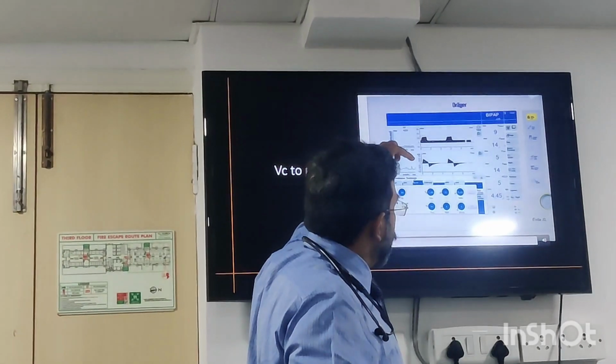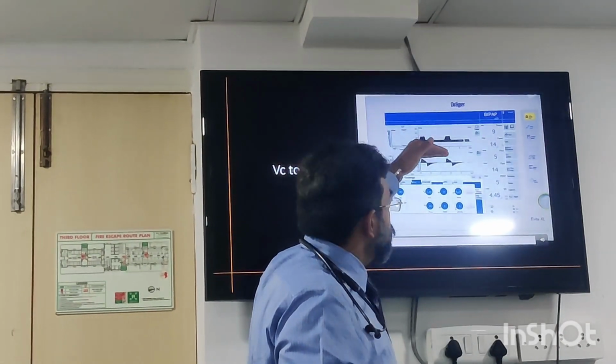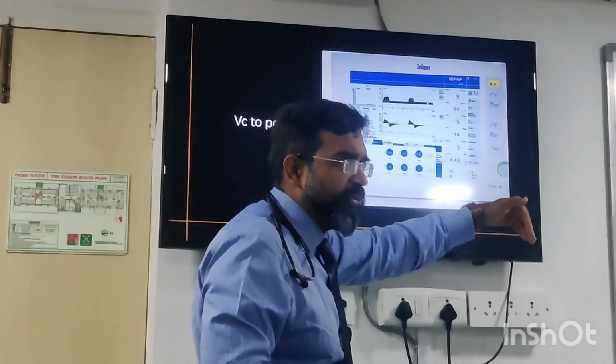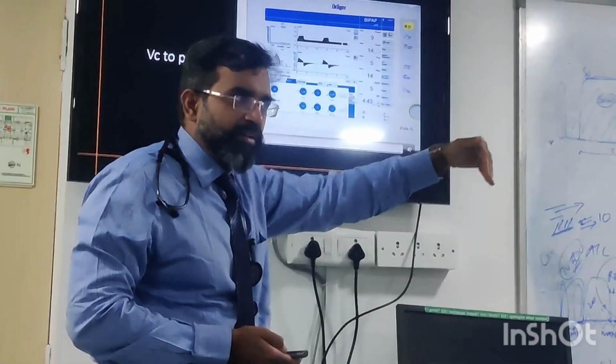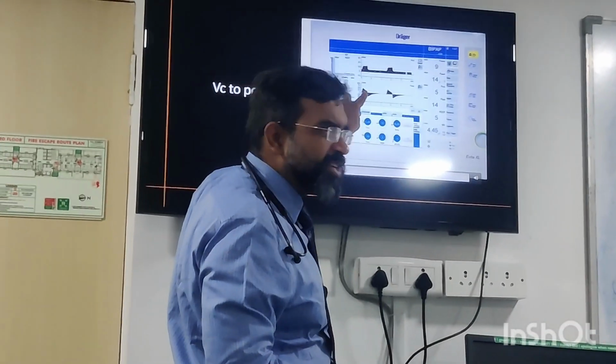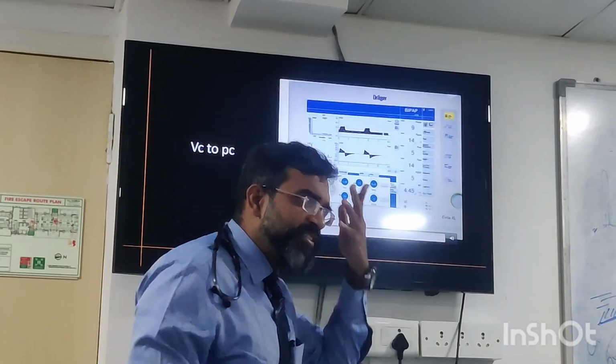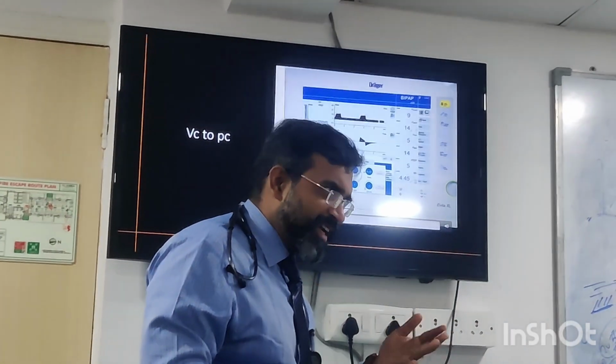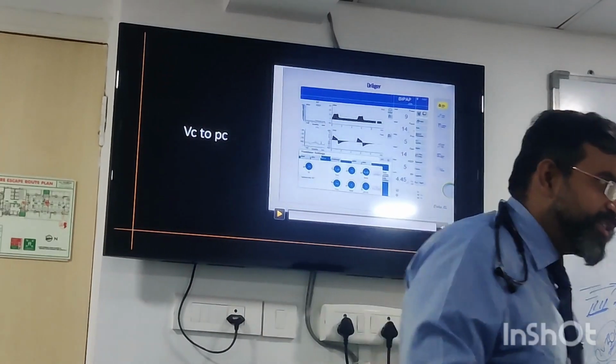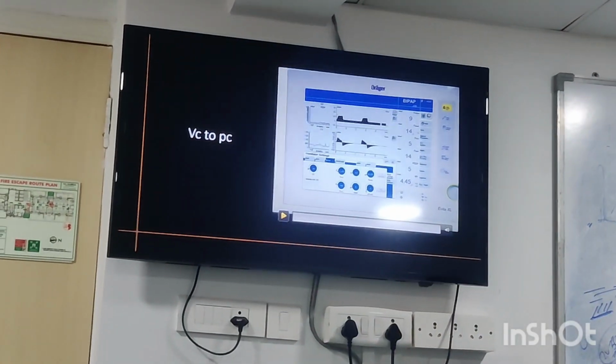Okay. And even the flow waveform characteristic has changed. It was constant flow. It has become a decelerating flow waveform. Clear? And it has cut off here. It is not pressure support. Initially we thought it was flow cycled. No, it is still time cycled. It is cutting off at the same time. It's only that the flow is not finishing. Are you understanding?